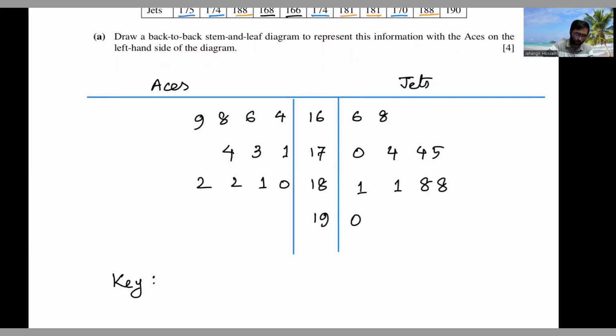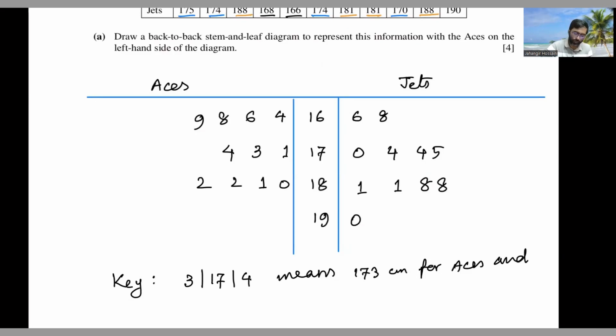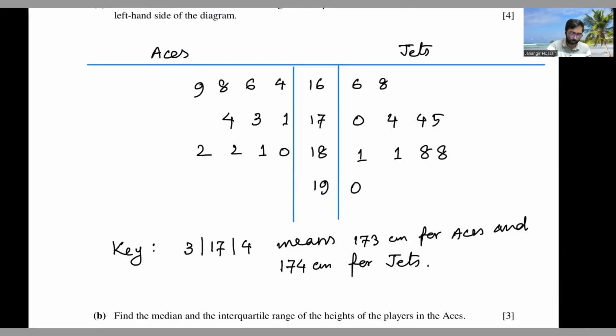So let's take an example. On the left I have 3 in the 17 stem, and 4 on the right, which means 173 centimeters for Aces and 174 centimeters for Jets. Okay, this is the stem-and-leaf diagram. That's it. Now let's move on to the next part.